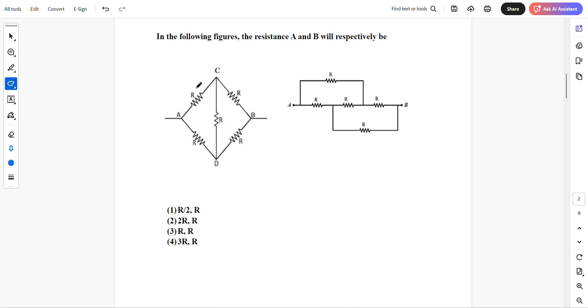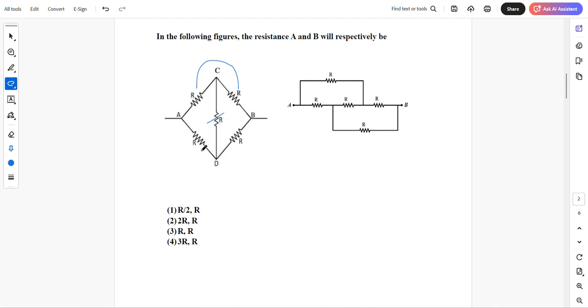Look here, now the bridge is balanced. R by R, you do R by R, 1 is equal to 1, you are getting. The bridge is balanced. Now here this resistance will be open circuited. I can remove this resistor R because no current flows through this one, because the potential is the same. Potential at C and D is the same, therefore no current flows here. Current here is 0, therefore the bridge is balanced. I can remove this resistor R.